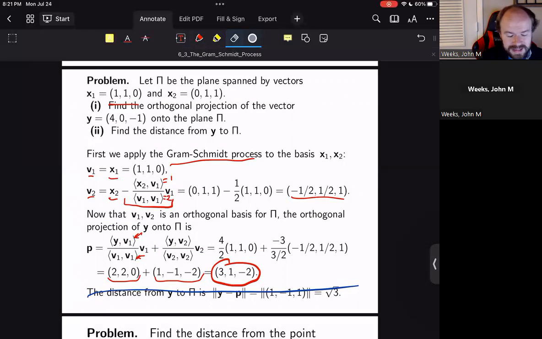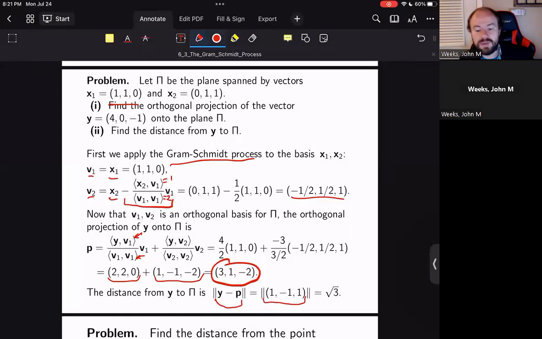Now, what's the formula for that distance? That's right. It is the length of y minus p. And that's just going to be applying a distance formula to 1, negative 1, 1. That is the difference between this value for y and this value for p. All right, so that's the math behind how we are using this to find orthogonal projections as well as distances from a point to a plane.